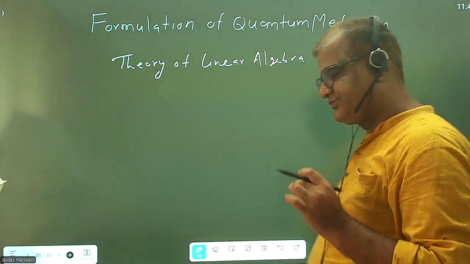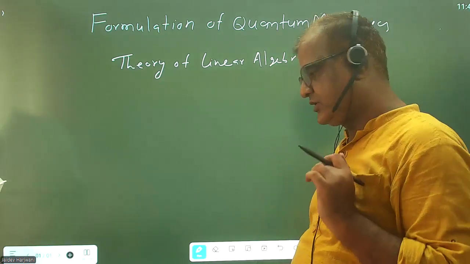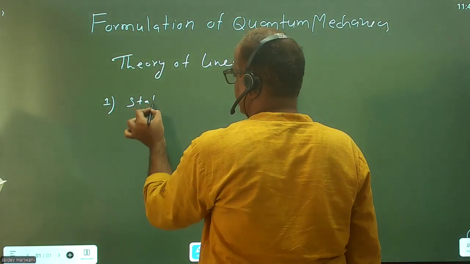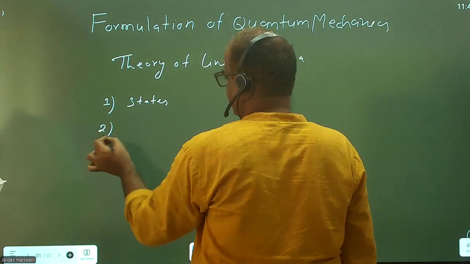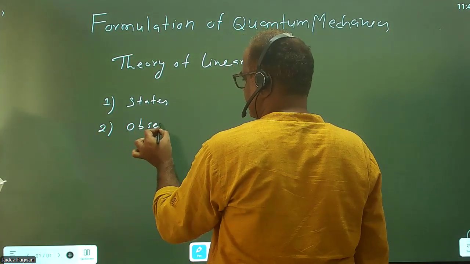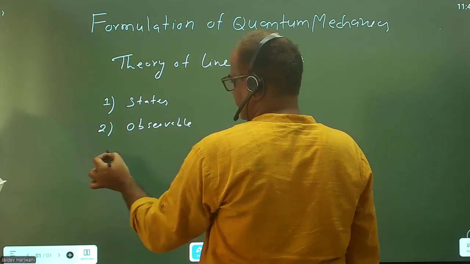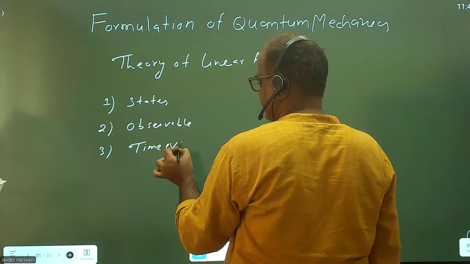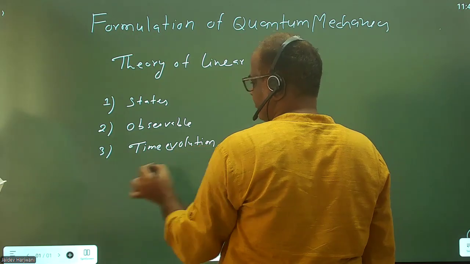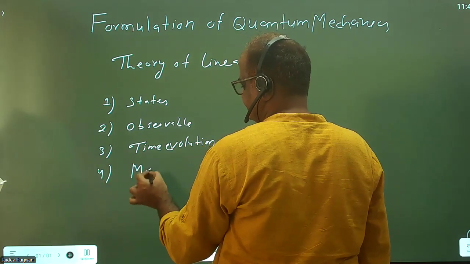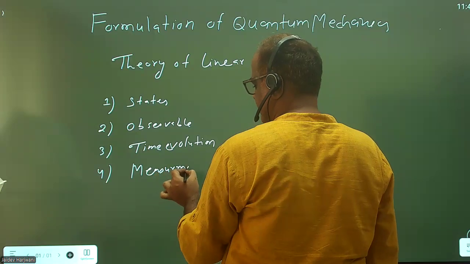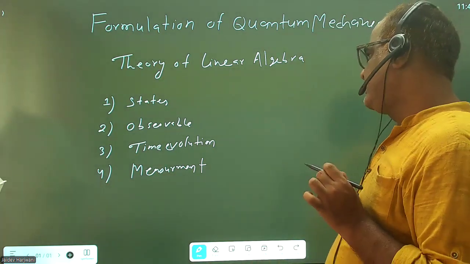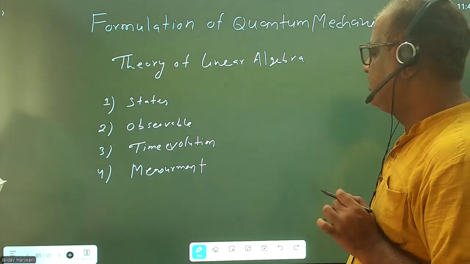Now there are four key components in this theory. One is called states, second is called observable, third is time evolution, and the fourth one is measurement. Now these are the four ingredients of this theory. What is the state?